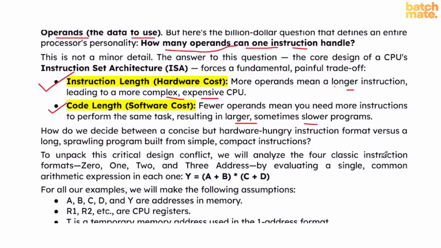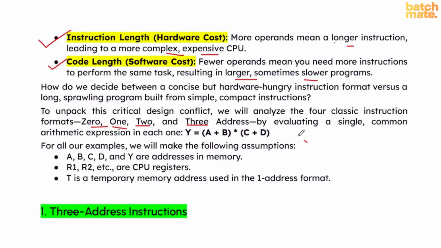To decide, we have to look at the four classic formats: 0, 1, 2, and 3 address instructions. And to compare these fairly, we are going to make all four formats solve the exact same math problem. Y equal to A plus B times the quantity C plus D. We assume A, B, C, and D are memory addresses, and we have CPU registers like R1 and R2 available. Let's see who does it best.